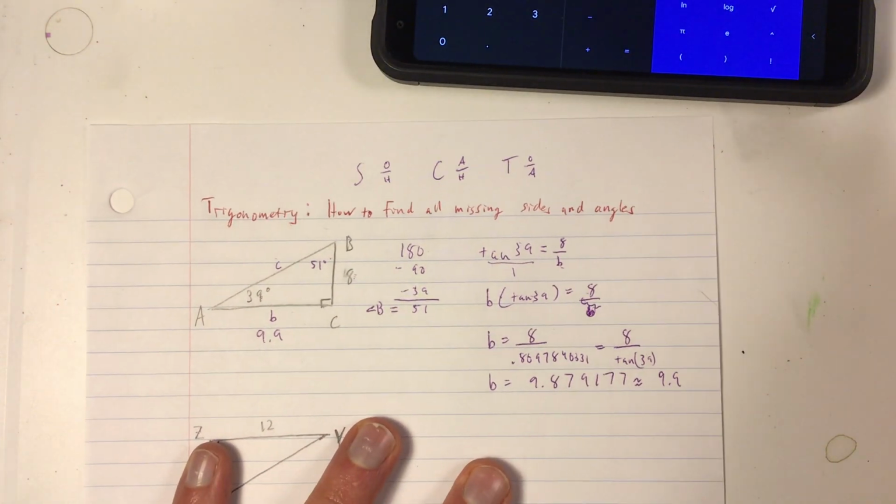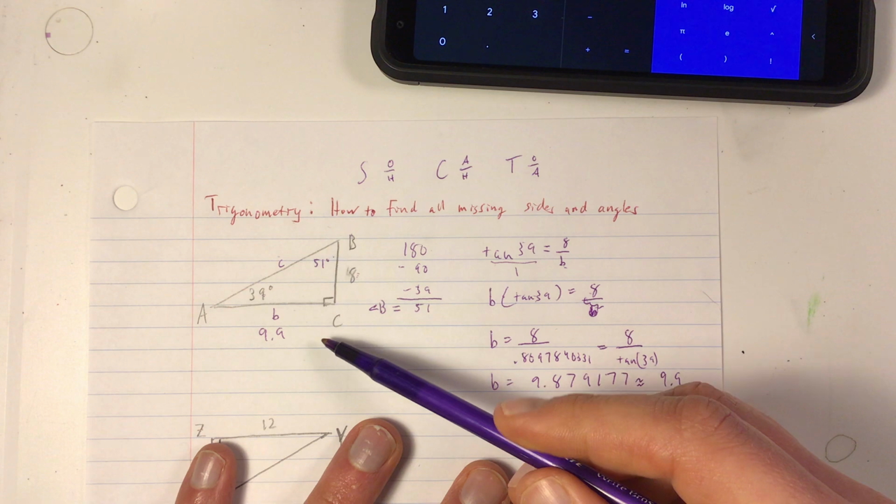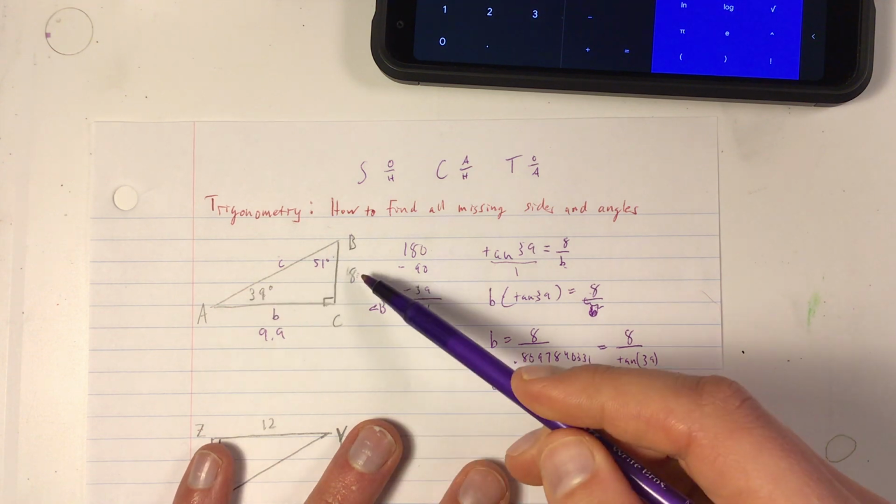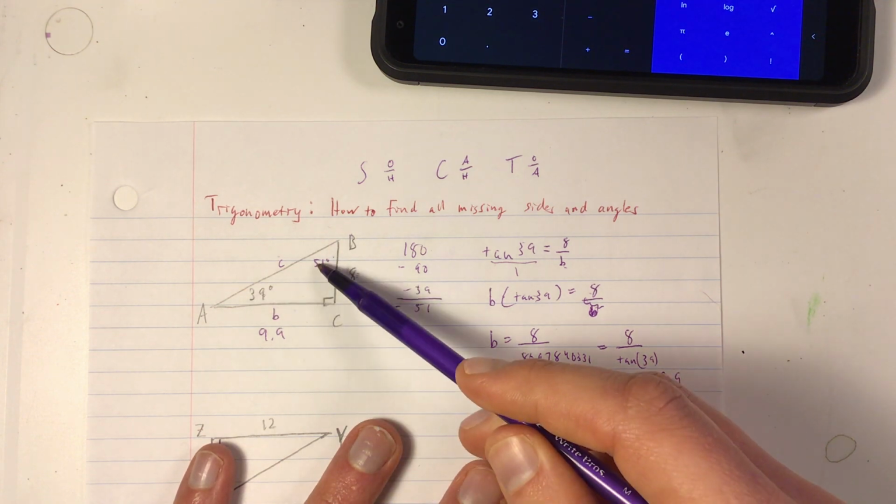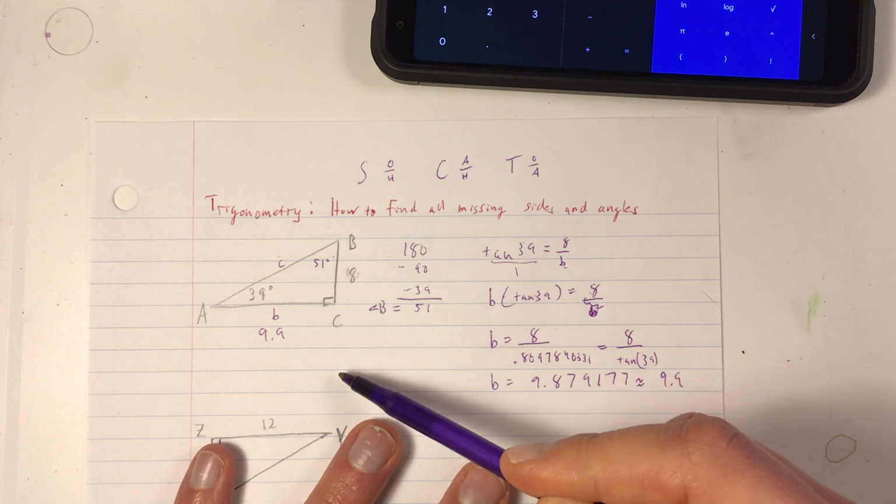Now we have to stop and ask ourselves, does this make sense? Well, this is a smaller angle. This is the smaller side. This is the medium angle. This is the medium side.